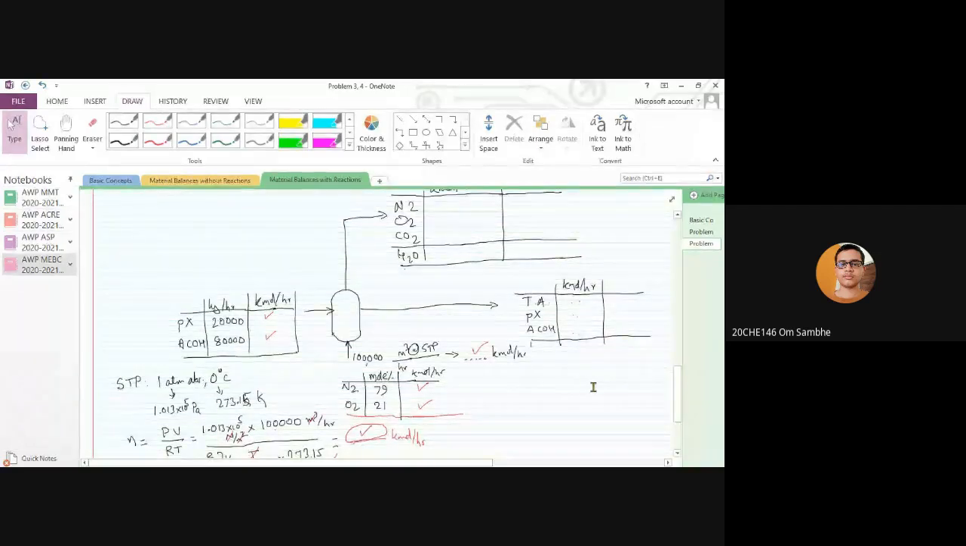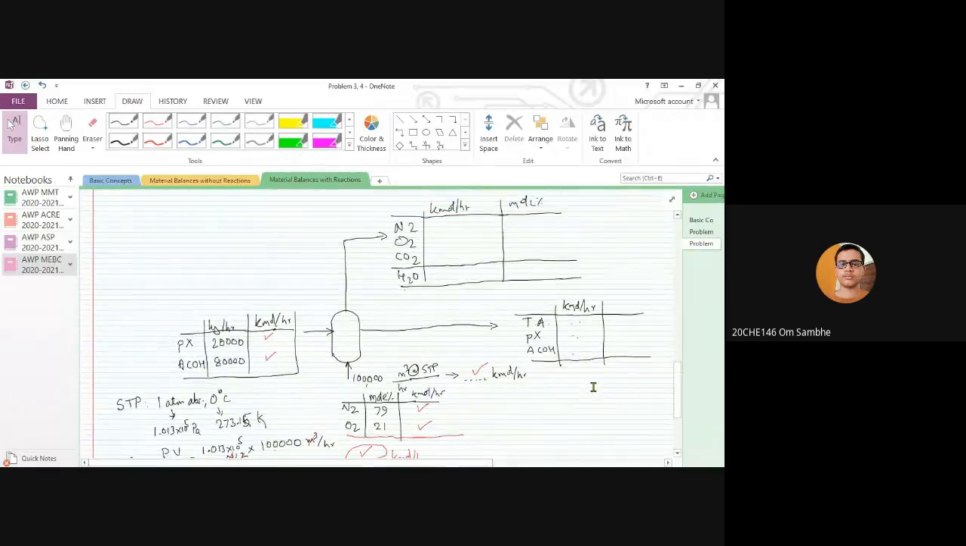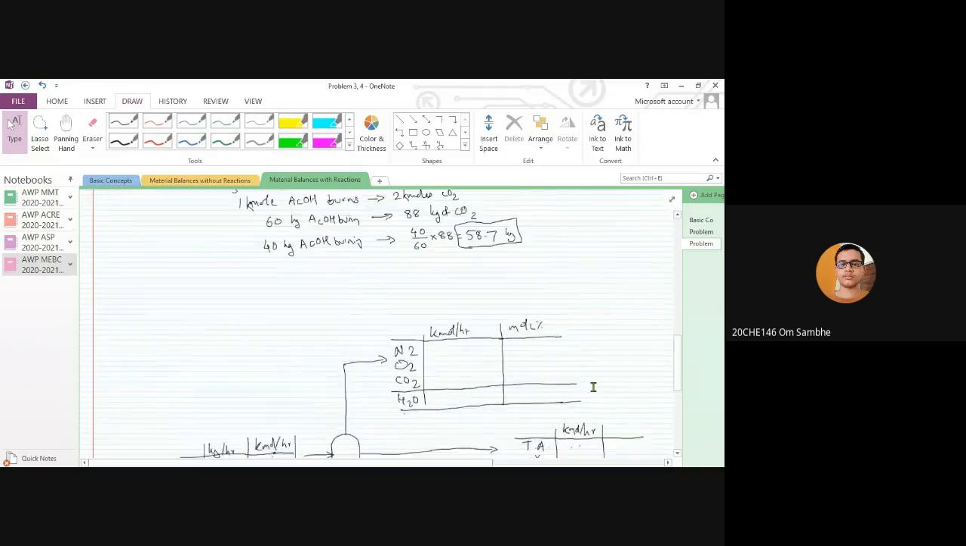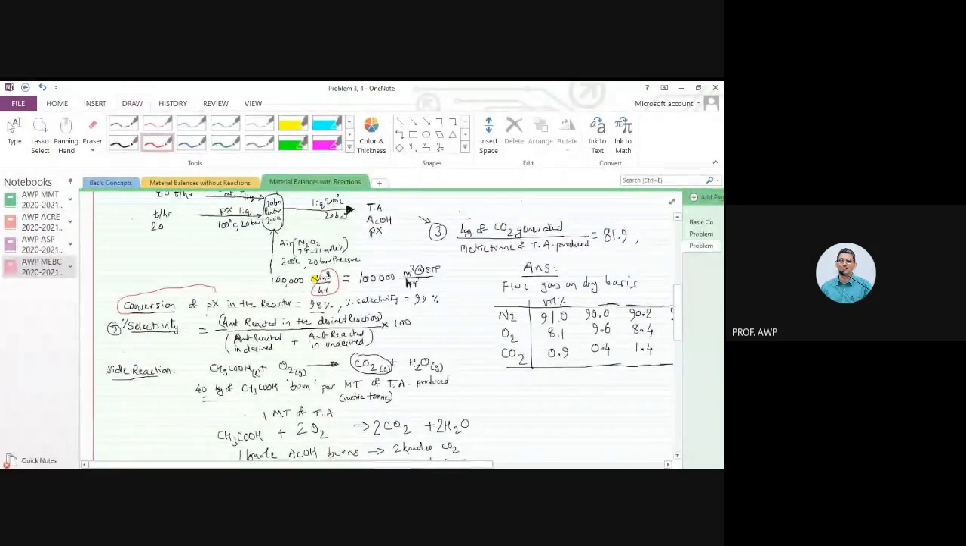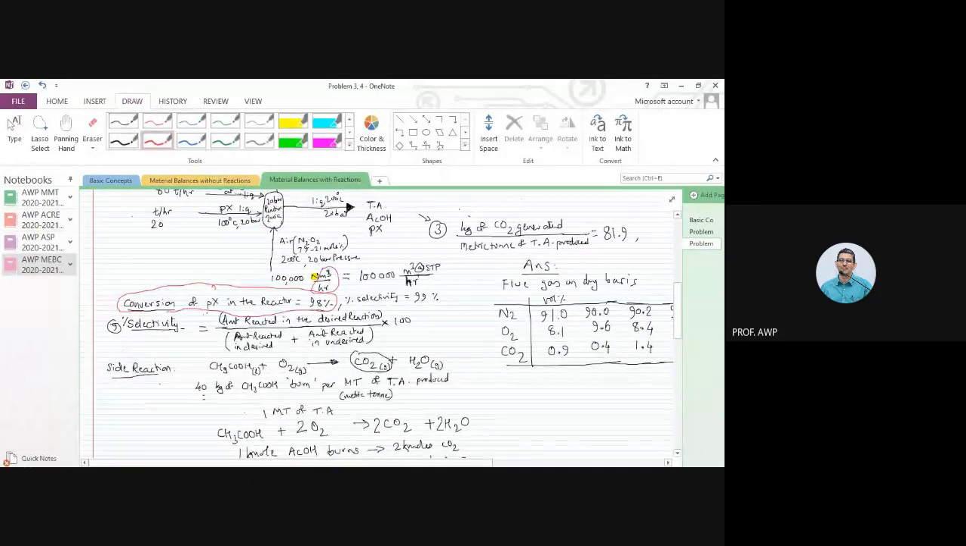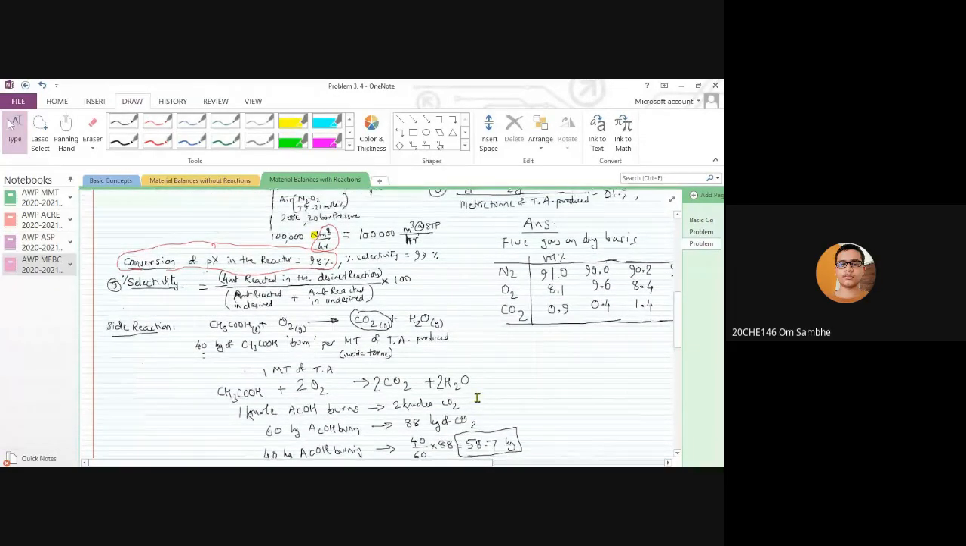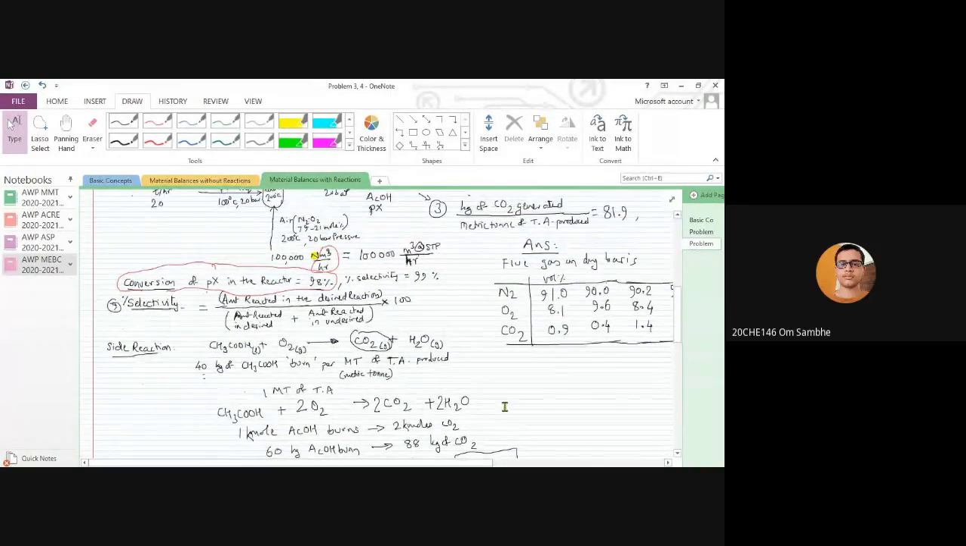Sir, paraxylene will not be present in the liquid stream out. Okay, why do you say that? Sir, it will be reacted completely. Who says it will be reacted completely? Sir, didn't we say that conversion of paraxylene in the reactor is 98%? What does that mean? 98% of whatever is fed reacts, right? Sir, so it means 98% reacts in the desired reaction.